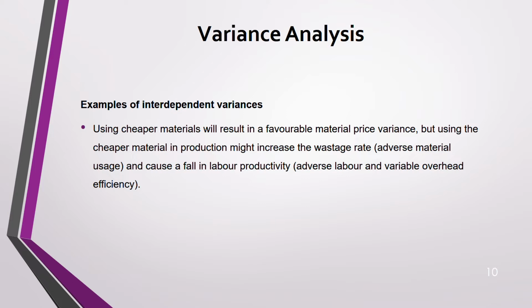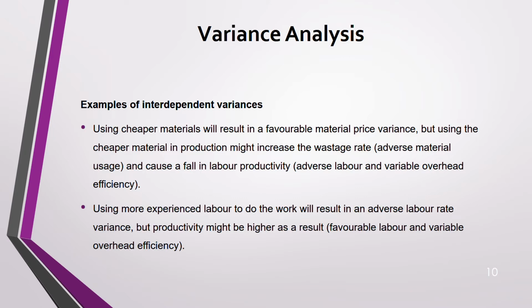But they are interdependent. Remember, one variance will affect the other variance. You have to understand this relationship very carefully in the exam. Even though you're having a favorable material price variance, it will have a negative impact somewhere. So it's always a positive impact in one place, a negative impact on another variance. That's how it works. Even if you're saving on the price, if you're using cheaper material, that means quality will suffer. So you are going to increase your wastage rate. That means adverse material usage. That means it will cause a fall in labor productivity. Hence, adverse labor and variable overhead efficiency.